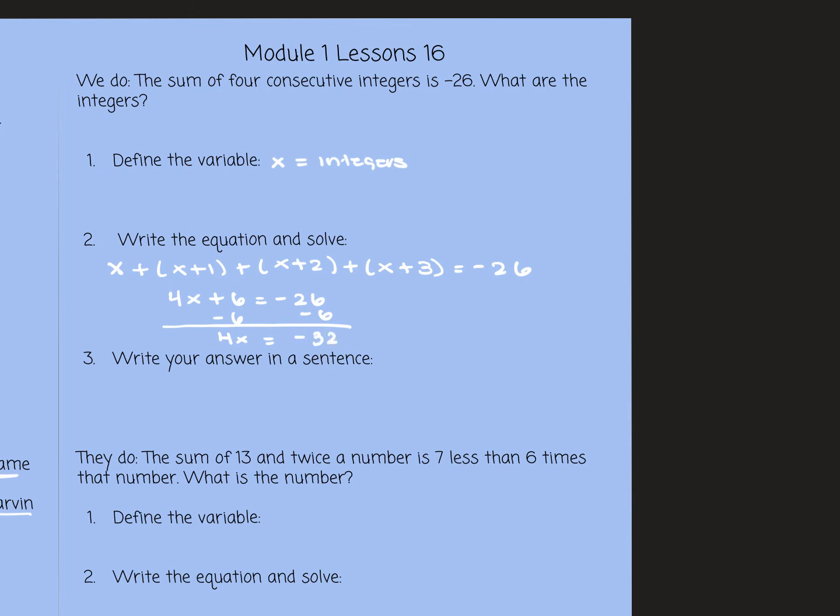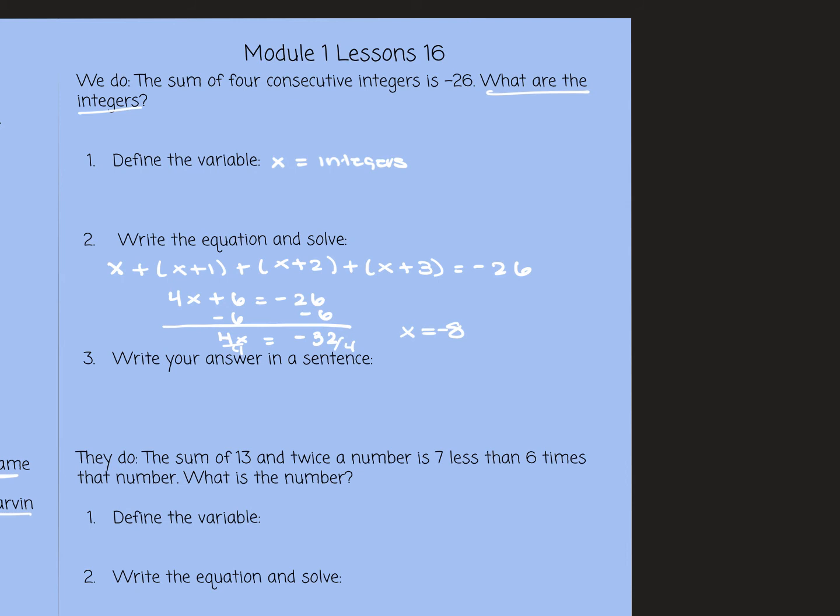I'm going to divide both sides by 4. Sorry, ran out of a little bit of space here. And I get that x is equal to negative 8. All right, so if it's saying that x is equal to negative 8, let's think about this. So they're asking us for those integers.